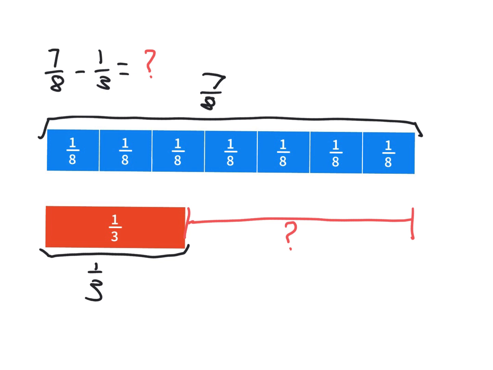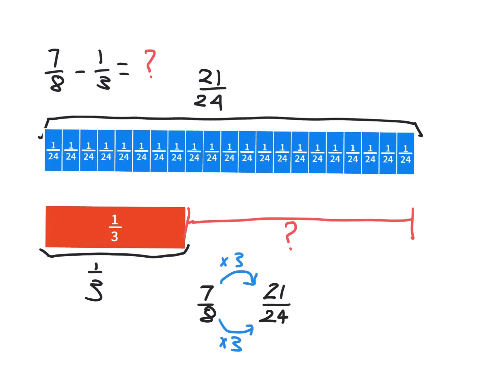We can find a common denominator by multiplying our denominators together. 8 times 3 equals 24. Next, we need to find the equivalent fractions of 7/8 and 1/3 with the common denominator of 24. When we multiply the numerator and the denominator of 7/8 by 3, we get 21/24. When we multiply the numerator and denominator of 1/3 by 8, we get 8/24.